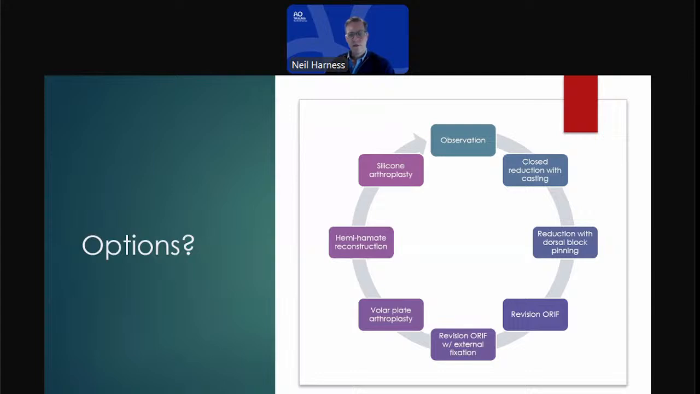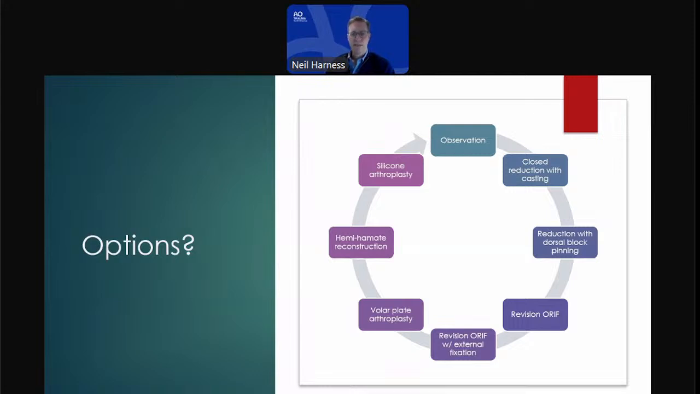Now, what do we do at this point? Well, there's a spectrum of options all the way from observation to silicone joint arthroplasty. We're not going to just observe this. I don't think that's the right answer. And closed reduction in casting or closed reduction dorsal block pinning, I don't think is going to be possible this far out at 4 weeks due to scar tissue formation. Revision ORIF or revision ORIF with external fixation, I think is likely going to fail. I think the bone stock is not adequate. It failed once. Why would it work again?